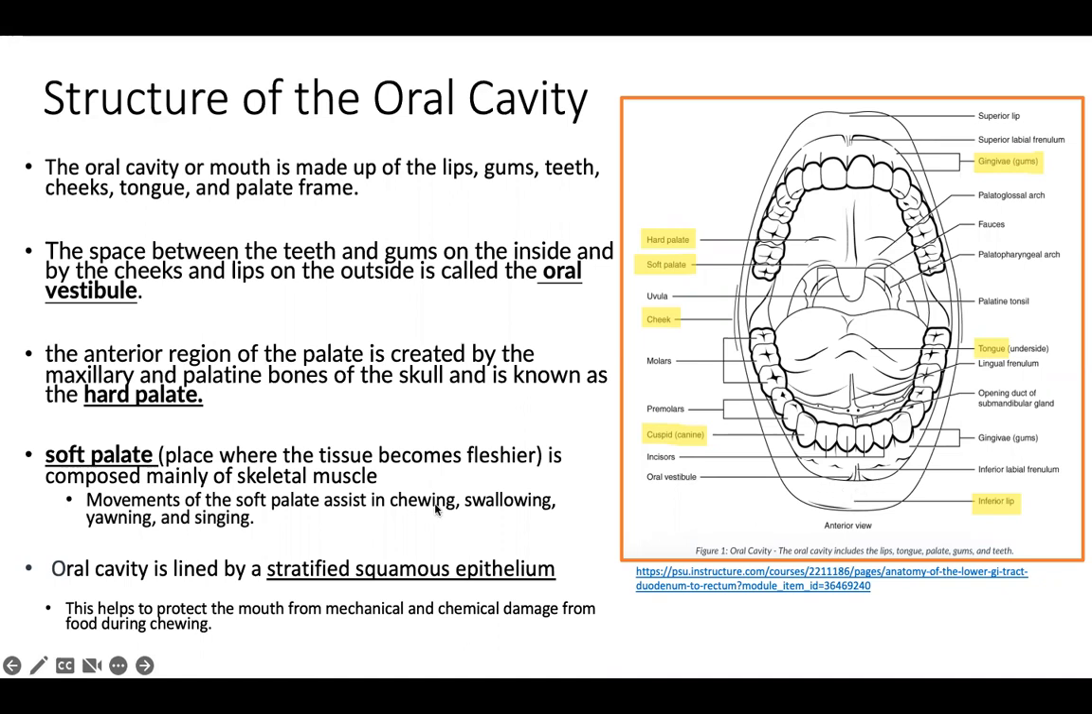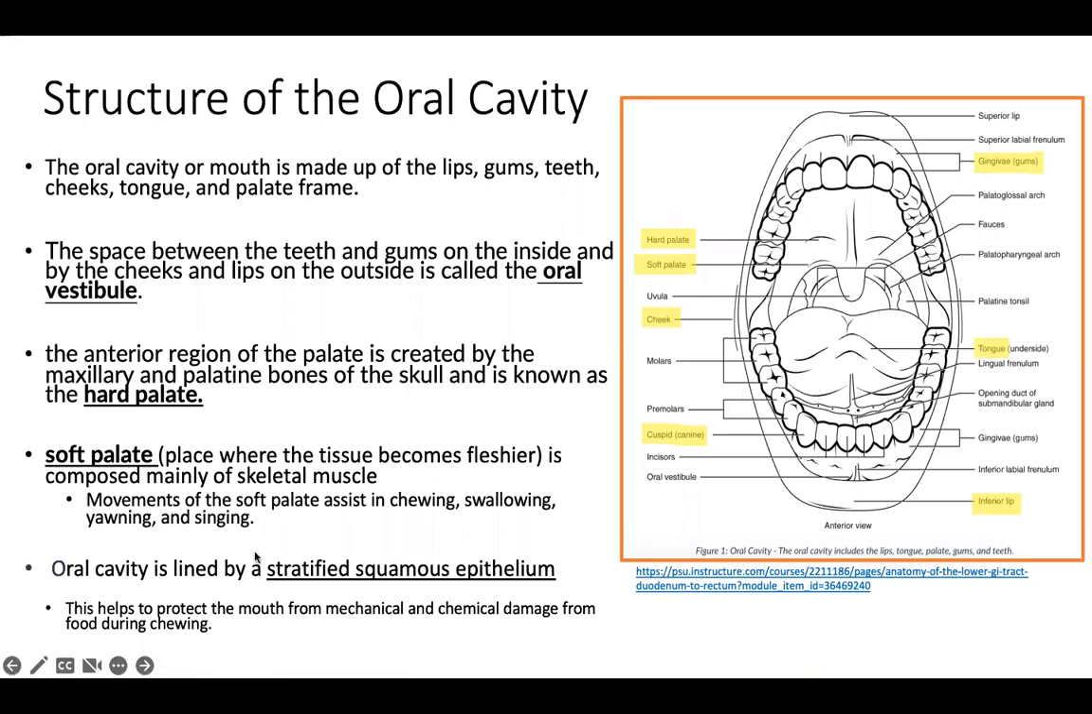And the anterior region of the palate is created by the maxillary and palatine bones of the skull and is known as the hard palate. You can see the hard palate is labeled in the upper left area. It's kind of like the roof of your mouth area around there. And then the soft palate is where the tissue is a little bit fleshier and it is mainly composed of skeletal muscle. The function of the soft palate is the movements of chewing and swallowing, yawning, singing, things like that, where you're moving your mouth and stretching it. That area has room for stretch and things like that.